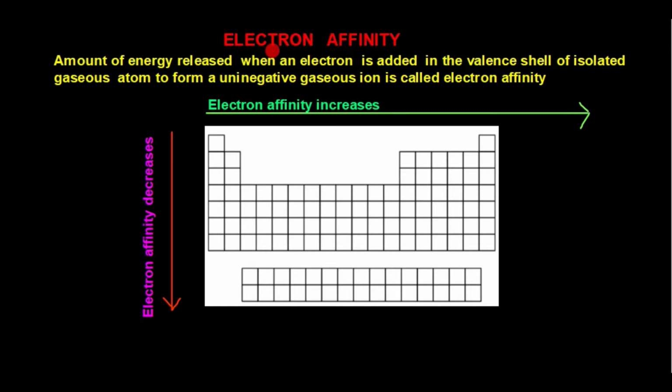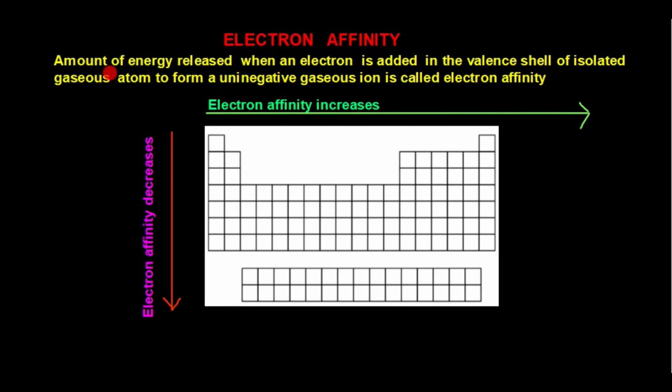In this video we will discuss electron affinity. Let's see what is the definition of electron affinity. Amount of energy released when an electron is added in the valence shell of an isolated gaseous atom to form a uni-negative gaseous ion is called electron affinity.